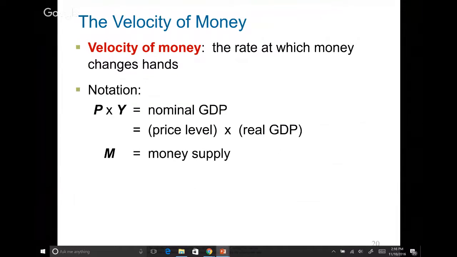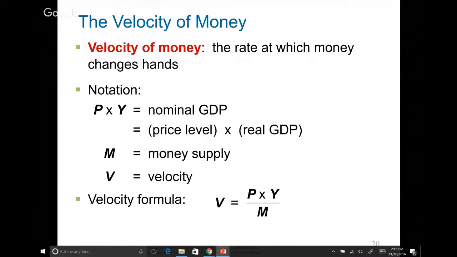And then we have a formula for it. To find the velocity of money, we use our nominal GDP, which is the price times real GDP, so P times Y, divided by the money supply, so divided by M. That is your velocity.